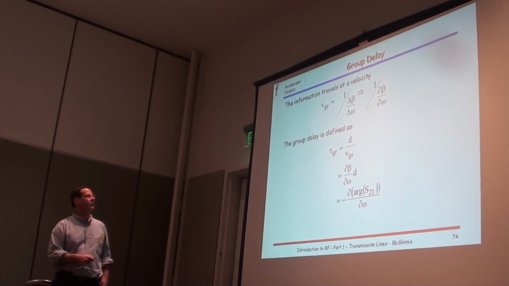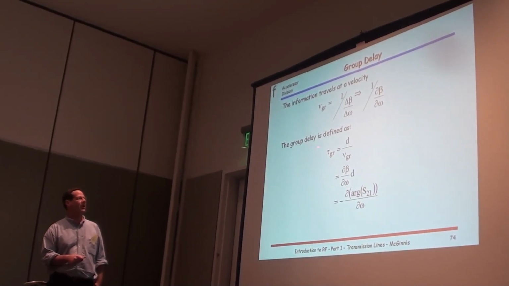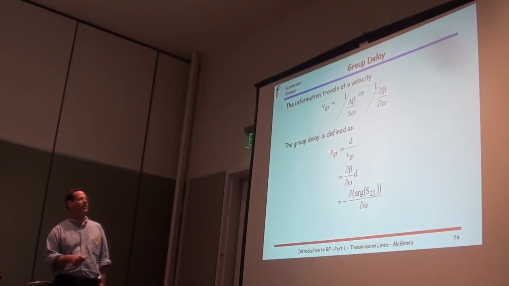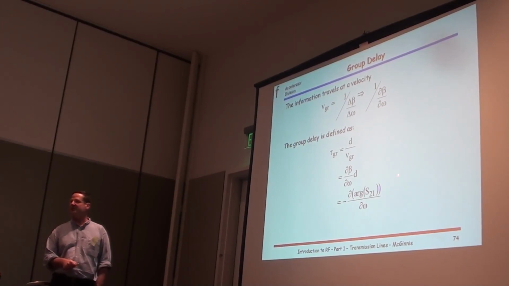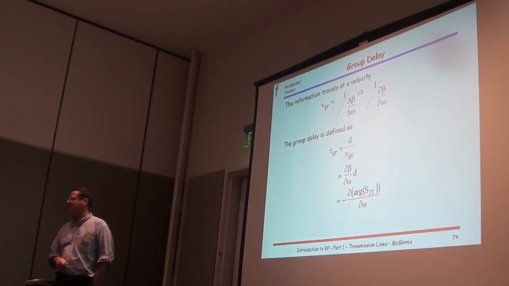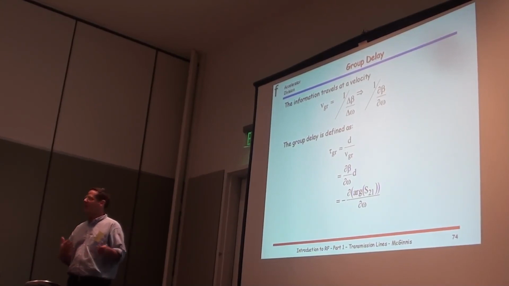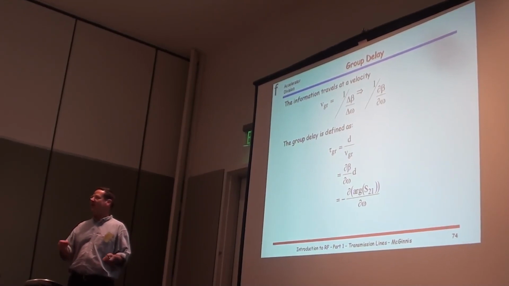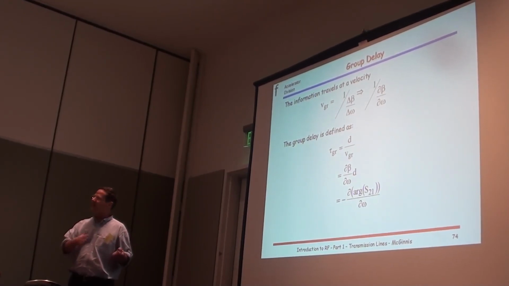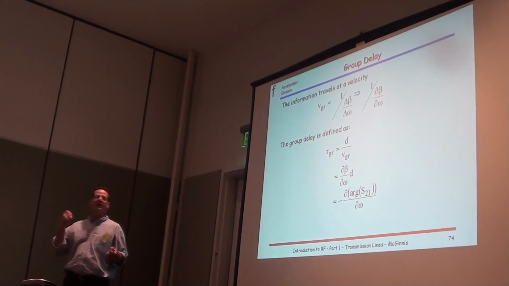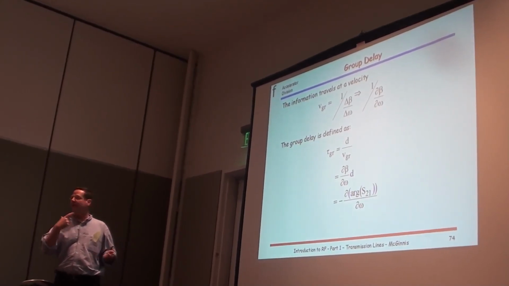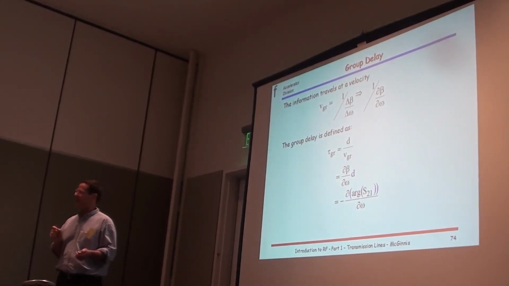If the group delay is defined as T group equal to D over V group, then going through this, the group delay is the derivative of the phase of the transmission coefficient with respect to frequency. It's the slope of the phase on the trace of the network analyzer. You're going to do this measurement. You'll measure group delay and phase delay with these things. Group delay is the slope of the phase, and the phase delay is the value of the phase.